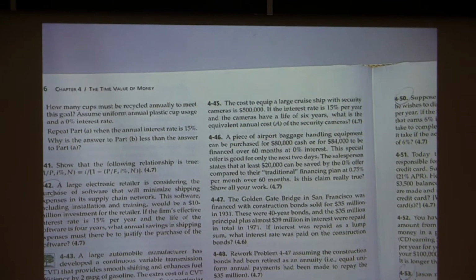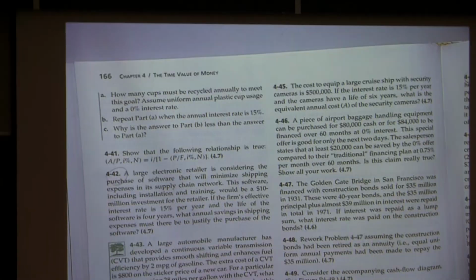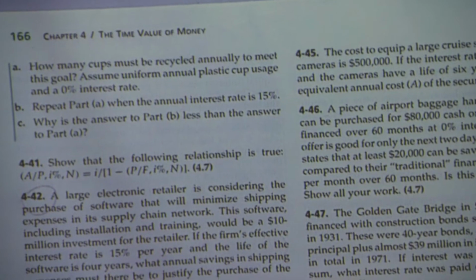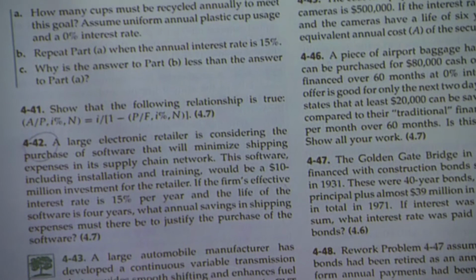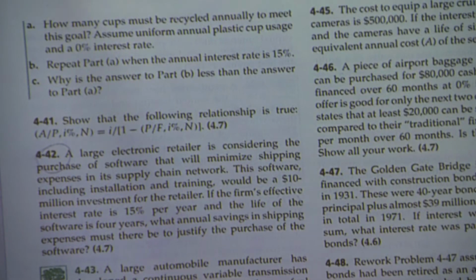All right, how about 4-42? Give you a second to read it, and I'll explain it. So with any purchase, I need to make sure it's worth my while. So let's take interest out of the equation. I buy something for $100,000. It's going to last for 5 years, and it's going to make me $10,000 a year. No interest, simple calculation. Is this a good idea or not? Spend $100,000 to make $10,000 a year for 5 years. No. I'm spending $100, I'm getting back $50 at no interest. So that's the basis of this question.